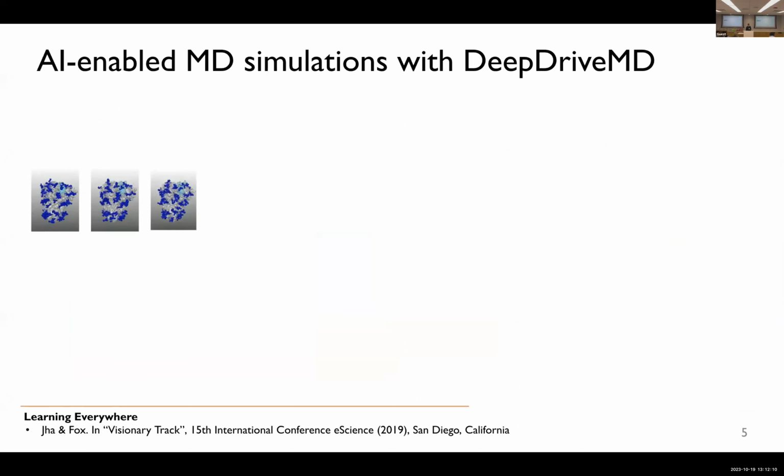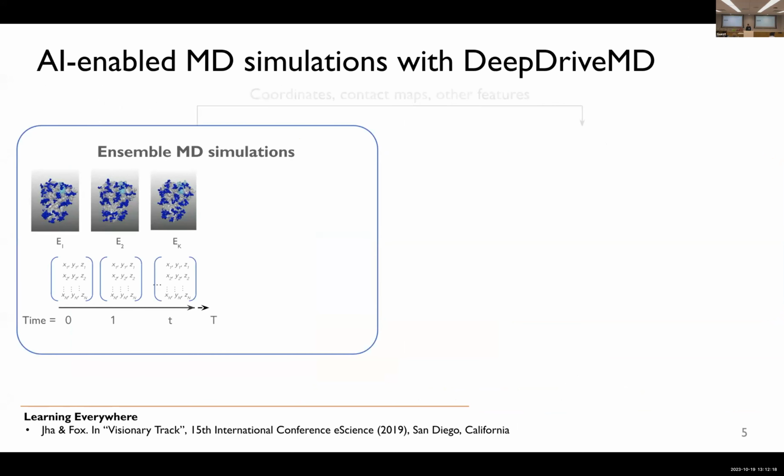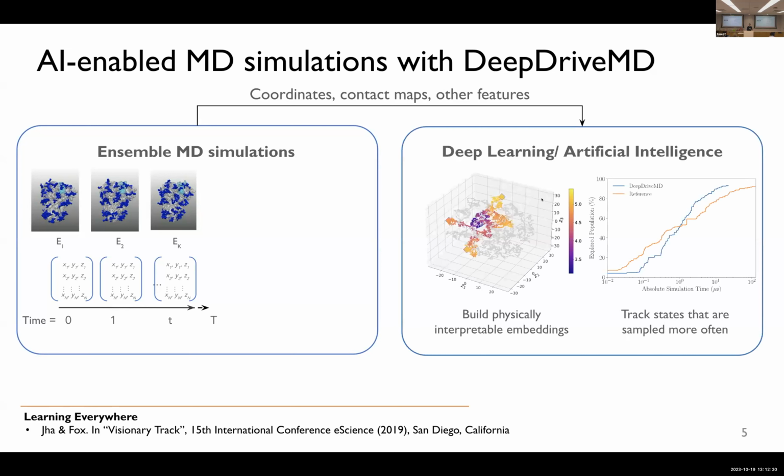The way we do this is by running what we call an ensemble of simulations. This is many simulations starting with different initial velocities, which samples a wide range of physics. We start these simulations, and then we stream or just send contact maps, atomic coordinates, and other features of the simulation that represent the states to artificial intelligence and deep learning methods, which are essentially responsible for building what we call physically interpretable embeddings. This is a numeric representation of the state of the simulation.